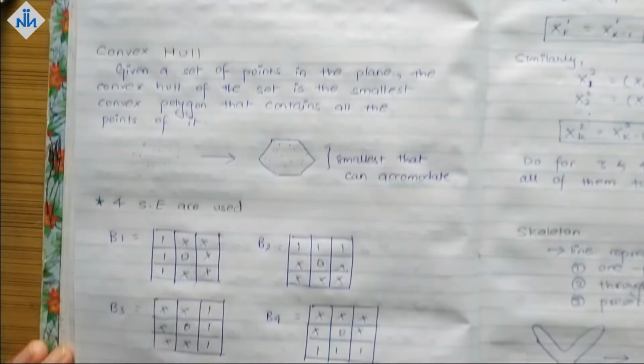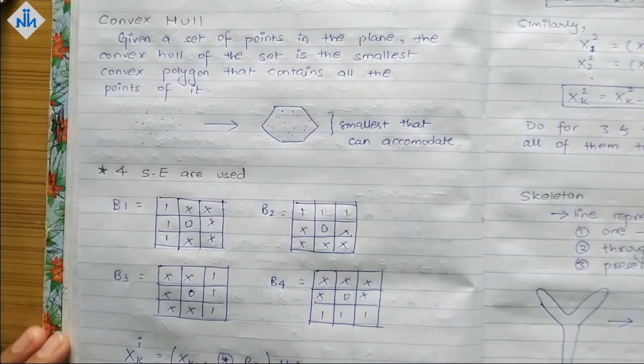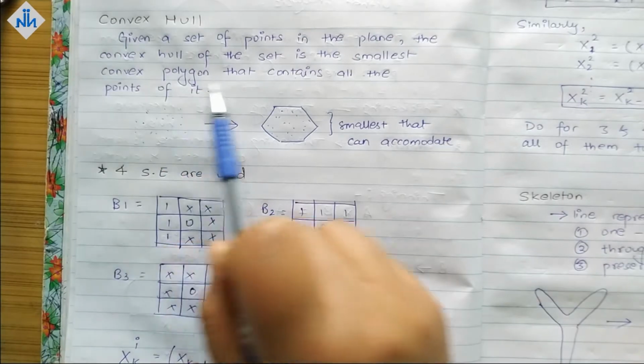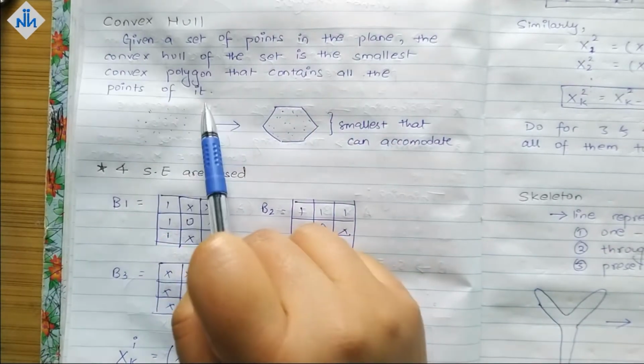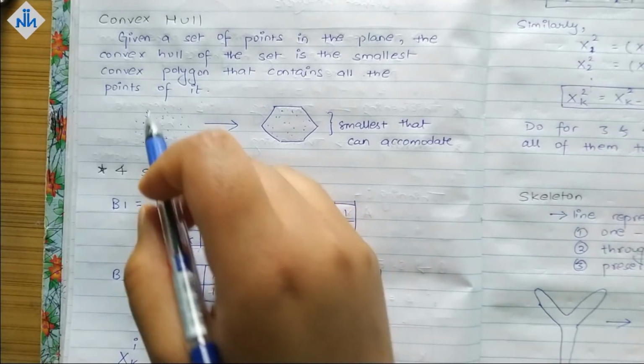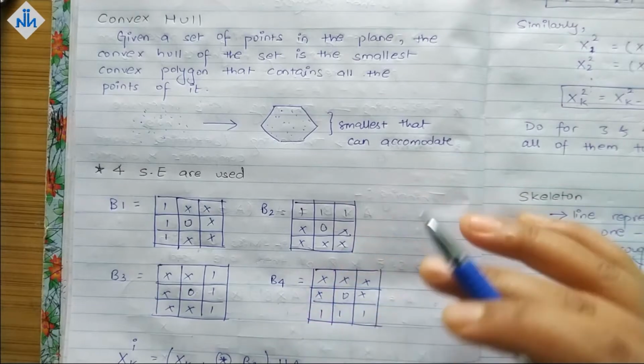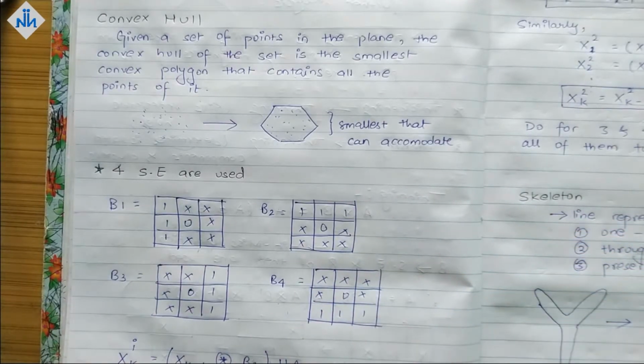The next one is convex hull. Given a set of points in a plane, the convex hull of a set is the smallest convex polygon that contains all the points in it. So if we have many points, then convex hull basically means to accommodate all of these points into the smallest polygon that is possible. So that is convex hull.